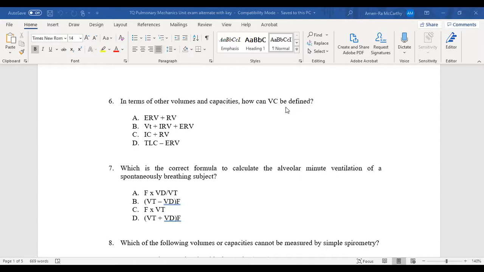Okay, it wouldn't be TLC minus the ERV. It wouldn't be inspiratory capacity plus RV. They don't go together like that. And ERV and RV is FRC. So the only one for vital capacity would be B as in boy.